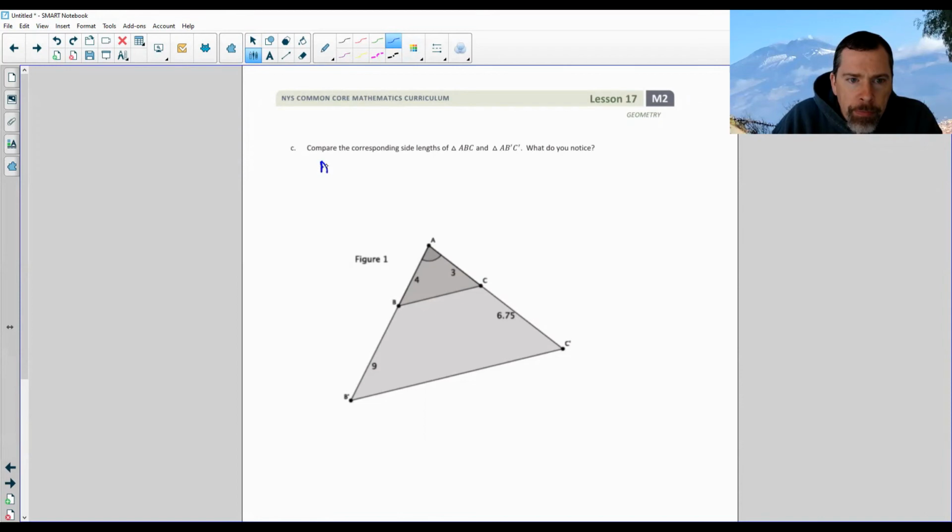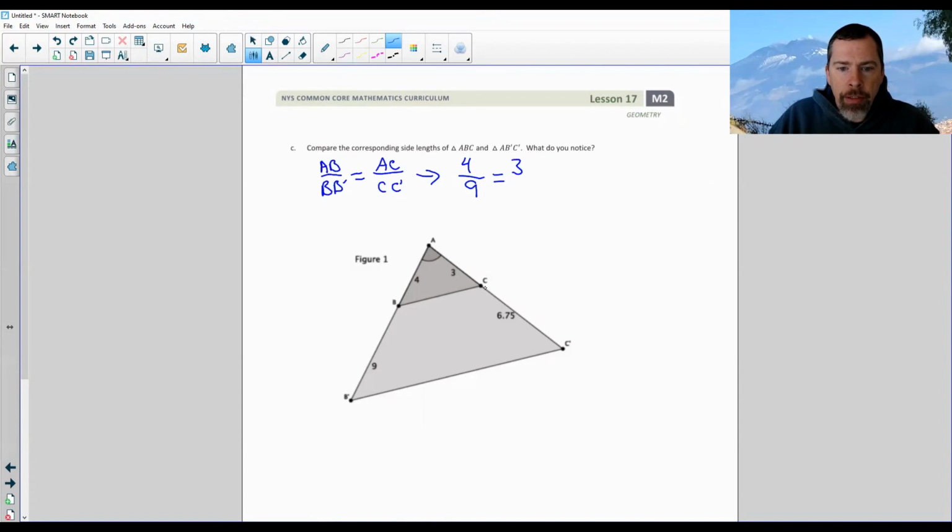All right, so if we're going to compare parts, I'm going to put AB is to BB prime as AC is to CC prime. And when I do that, then I substitute in my values. AB is 4. BB prime is 9. Set that equal to AC, which is 3. CC prime is 6.75.